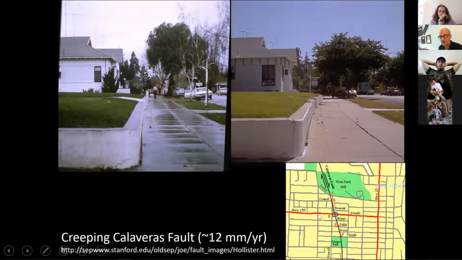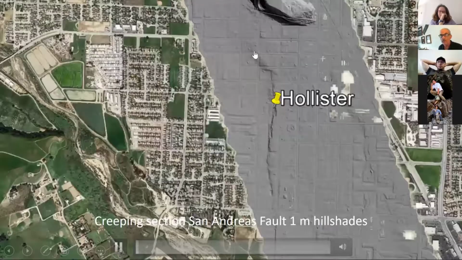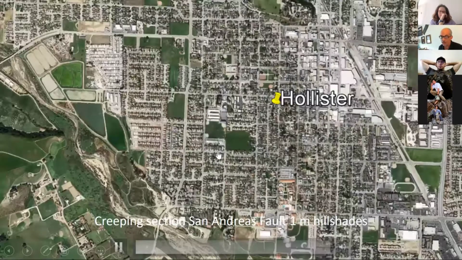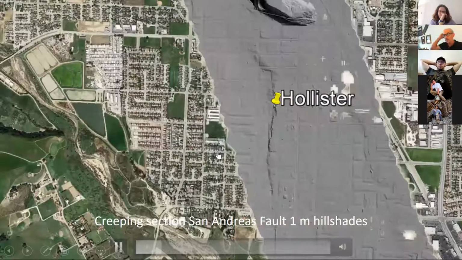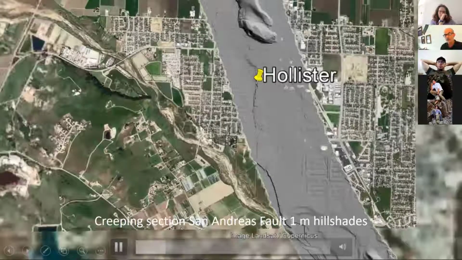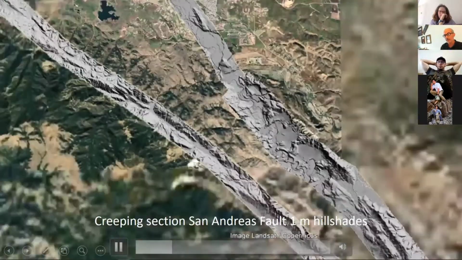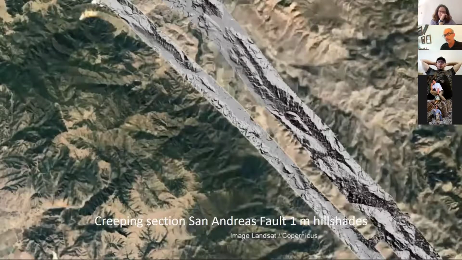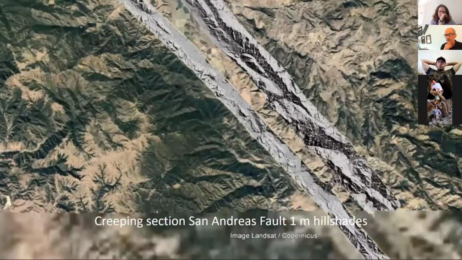And so in this area, we see there's a scarp right there in town that's produced, in this case, we think, by pure creep. But it's still building topography along the fault zone. Now we're going to move down. So the San Andreas and Calaveras come together and join. And now we're back to what's officially called the San Andreas.